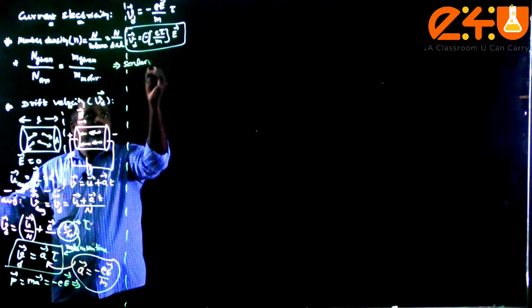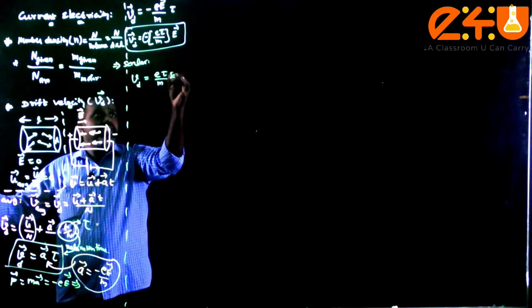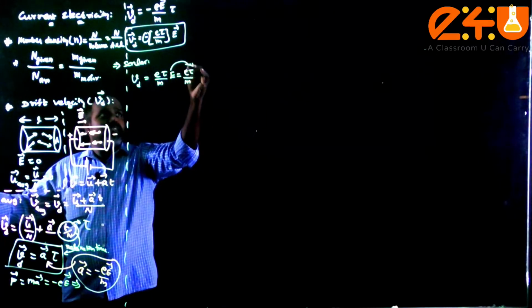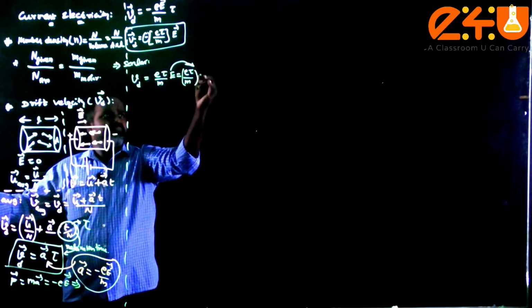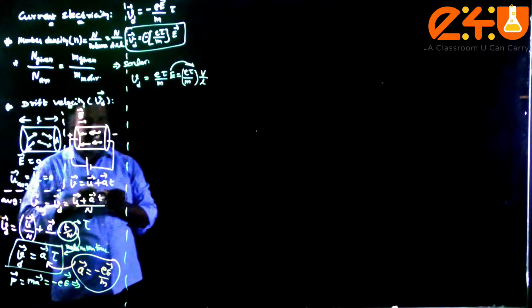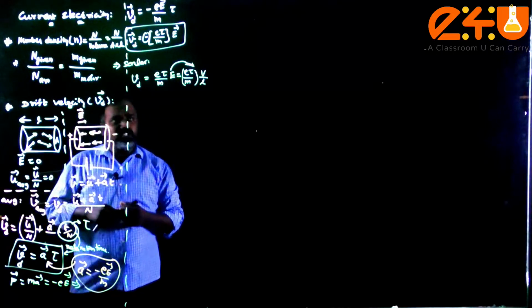Or in scalar form, I can write Vd equals e tau by m into E, where the electric field can be written as voltage by length, which is called the potential gradient. For some derivations or problem solving, that expression is also needed.